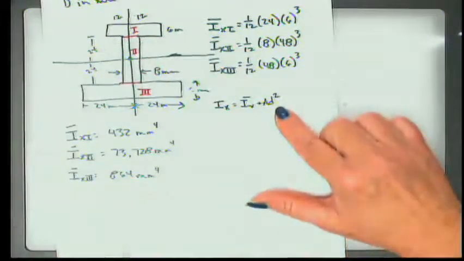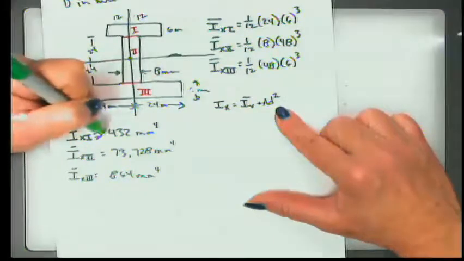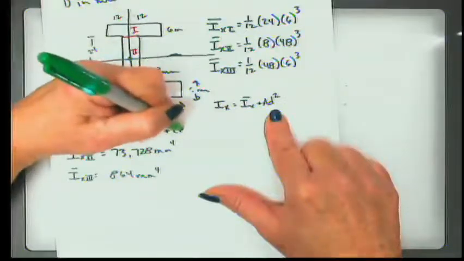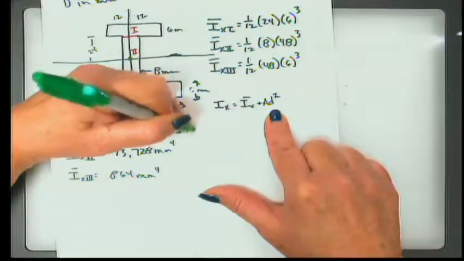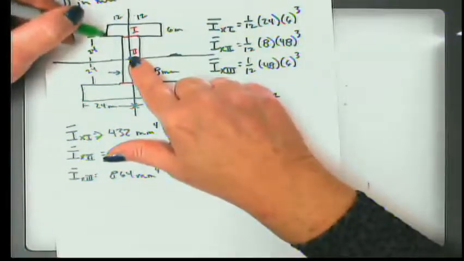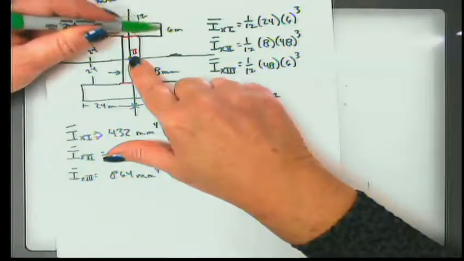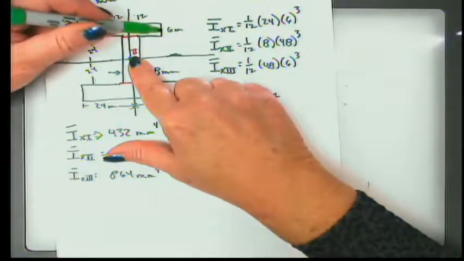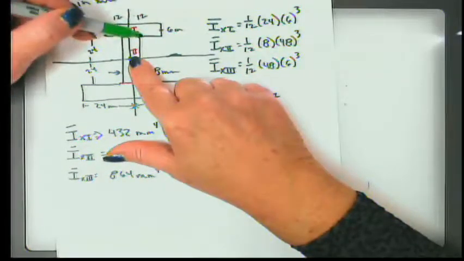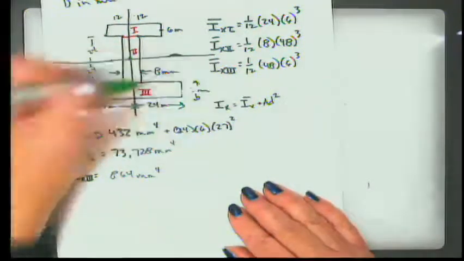All right, so I need to figure out what distance is for each of these. So for the first one, I'm going to have plus my area, which is just height times width. But now I need to compute the distance. Well, the distance from here to the base of 1 is 24, but 1 is actually 6 millimeters wide. So its centroid, because it's a rectangle, is right in the middle. So it's 3 millimeters up, so it's 3 plus 24, which is 27. That's the distance squared.